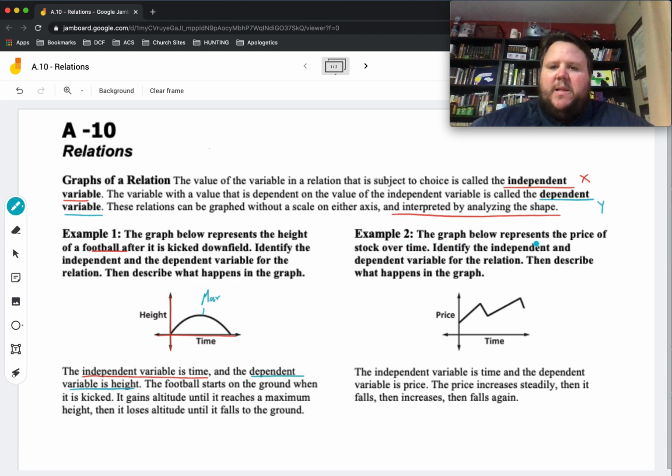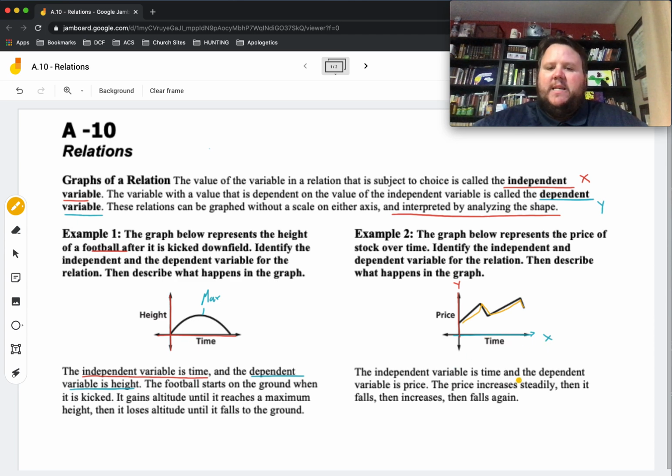Example 2. The graph below represents the price of stock over time. Identify the independent variable and dependent variable for the relation. Then describe what happens. So again, time is our horizontal, and that's known as our x. And price is our vertical, and that's known as our y. And what's happening is, if we're analyzing the graph itself, it's going up for a time, and then it has a sharp drop, and then it goes up again, and then it starts to drop again. So time keeps going. Time doesn't stop. Time stops for no one, as a lot of people say. So as the time goes on, the price is fluctuating. Time is consistent.